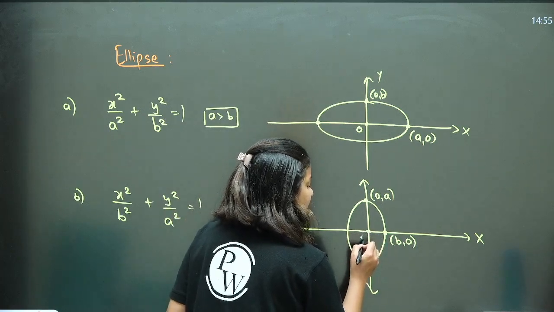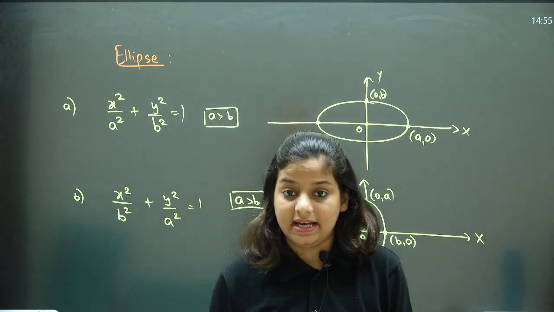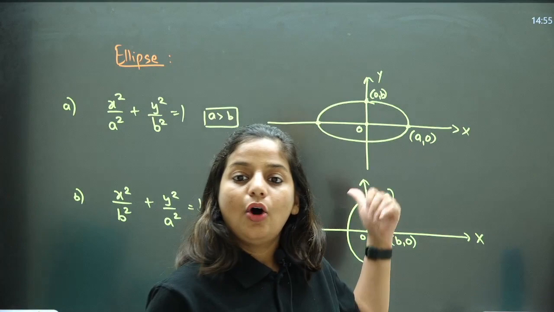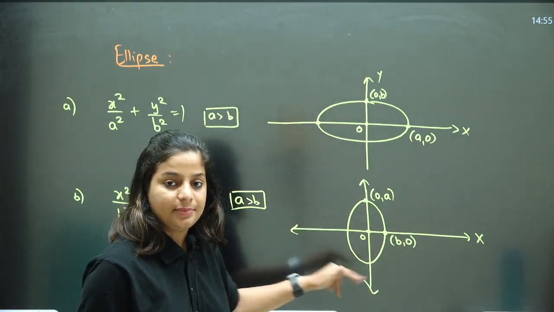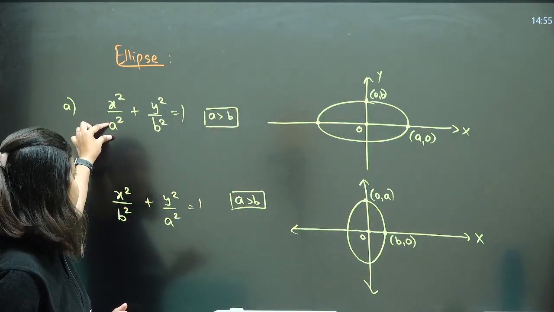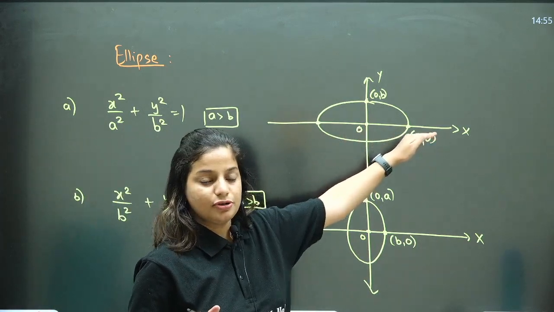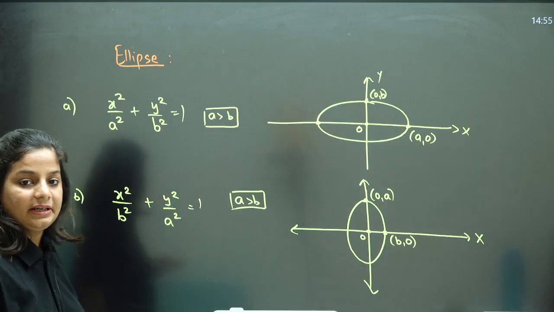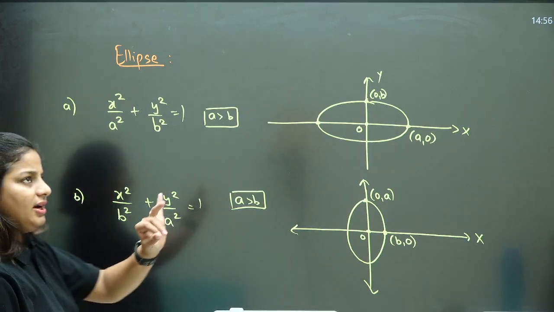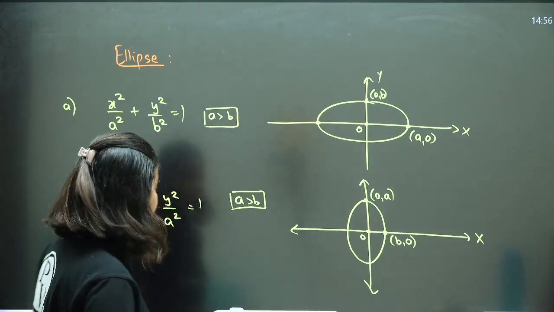Whenever a question on ellipse comes, you should know how to draw this ellipse. That's why I'm telling you. Horizontal ellipse, vertical ellipse, depending on whether x has a bigger term or y has a bigger term. If x has bigger term, horizontal; y has bigger term, vertical. That's done. Parabola done, circle done, ellipse done.